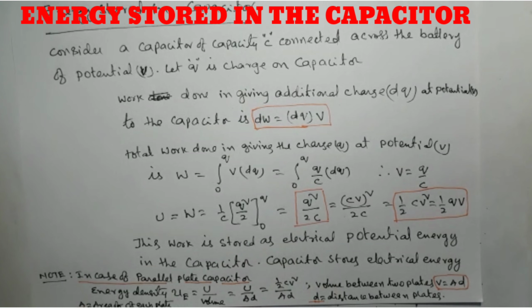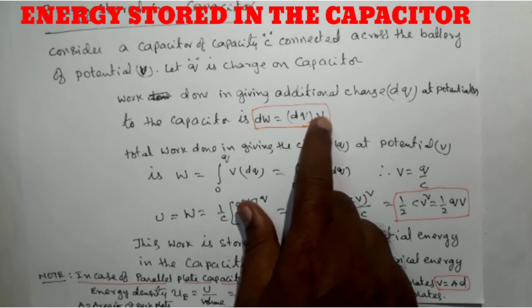Energy stored in the capacitor. Consider a capacitor of capacity C connected across a battery of potential difference V. Let Q be the charge on the capacitor. Work done in giving additional charge dq at a potential V to the capacitor is dW equals dq into V, according to the definition of the potential.